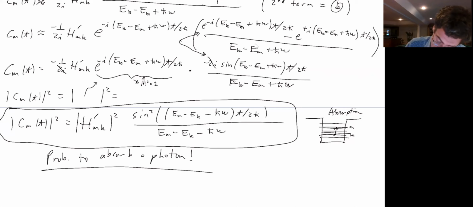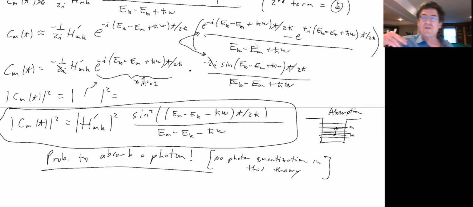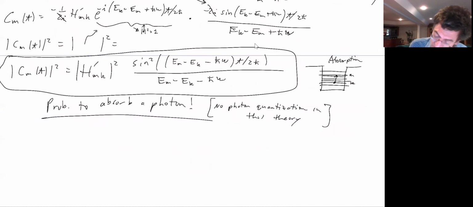Although, let's just be clear that in our theory there's no photon quantization. At this level, there is no photon quantization. To get photon quantization, you have to do a higher level theory. You have to do quantum electrodynamics, field theory, which we're not doing. But it's nice that we actually get the same answer that you would get from field theory. So it's really a cute result. And so this is the probability to absorb a photon and to go up into a state and have this transition.